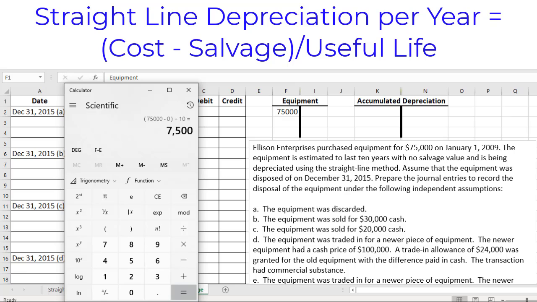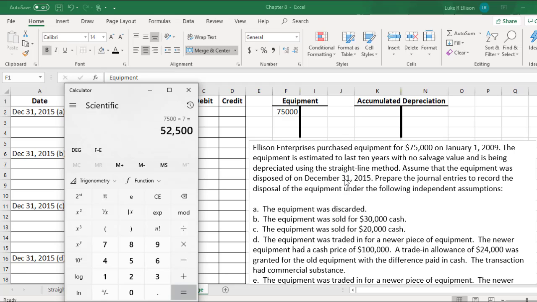But if we look at the dates here, we see that we purchased it on January 1st, 2009, and we're going to be disposing of it on December 31st, 2015. So you can count how many years that would be recorded of depreciation expense, and you'll find that that's 7 years. So we can multiply that amount by 7 to get a total depreciation expense of $52,500 as of the date of disposal. Now you might remember whenever we record depreciation expense, accumulated depreciation gets credited. So this is going to be a credit balance for our accumulated depreciation.